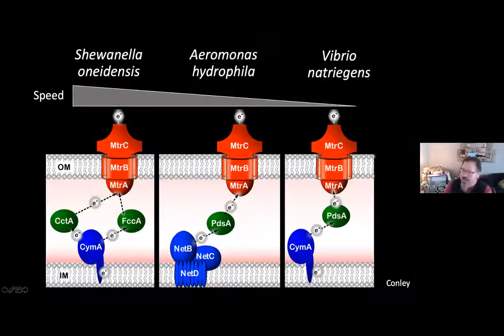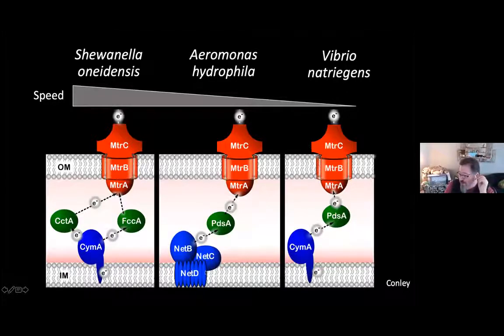But what I'm showing you here are the various pathways for how electrons get to the outside of the cell in Shewanella, in Aeromonas, and in Vibrio. And you can see here that Vibrio is almost an amalgamation of some Shewanella. So they all share the same outer membrane components, right? That's all the red components there. The blue components are in the inner membrane. In Aeromonas, it's a totally funky system.